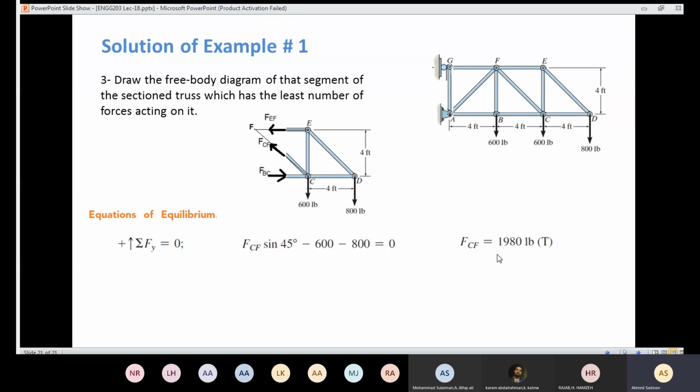FCF came out to be 1,980 pound. And the answer came out to be positive. That means the assumption here is correct. The member is in tension.